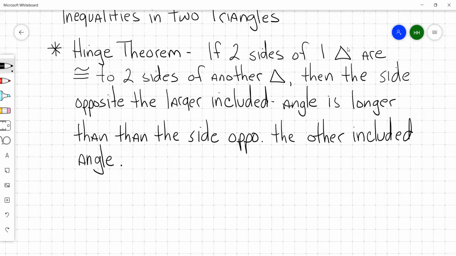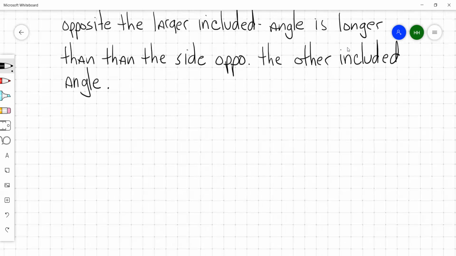Now, this is going to make a lot more sense when you see the pictures than it does reading the words. Okay? What it says is that if you've got, let's say, a triangle ABC, and side AB is congruent to side AC, and the included angle is 43 degrees.